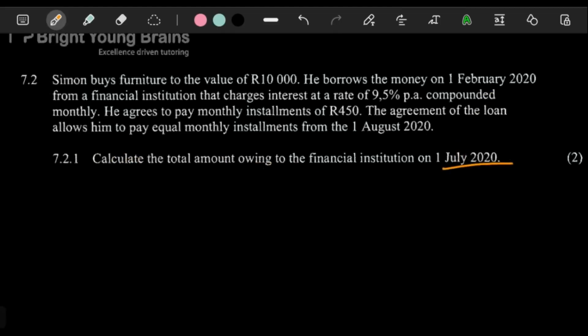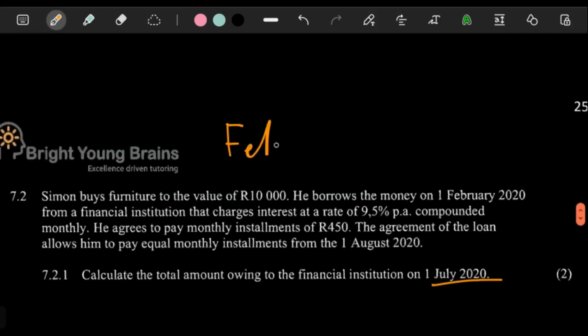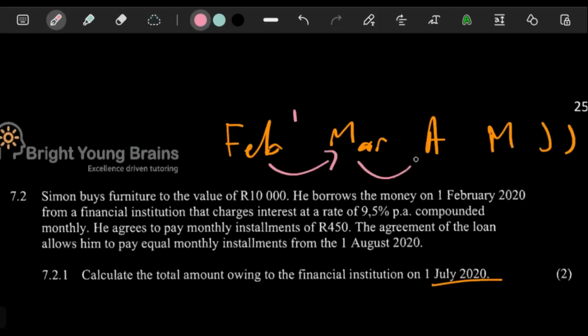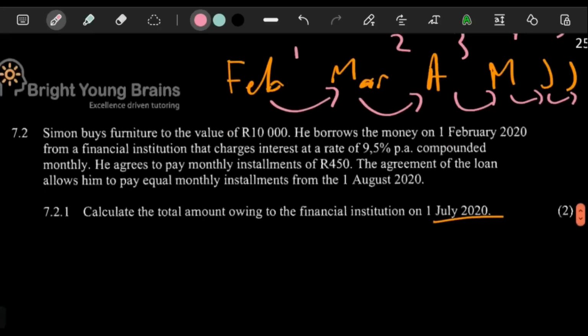Because what's going to happen is the loan is taken out in Feb, right? In March, that's 1 month later, it has gained interest. March, April, May, June, July. So if you think of it, that's like 1, 2, 3, 4, 5 months later. So we need to know how much the money is worth after 5 months.